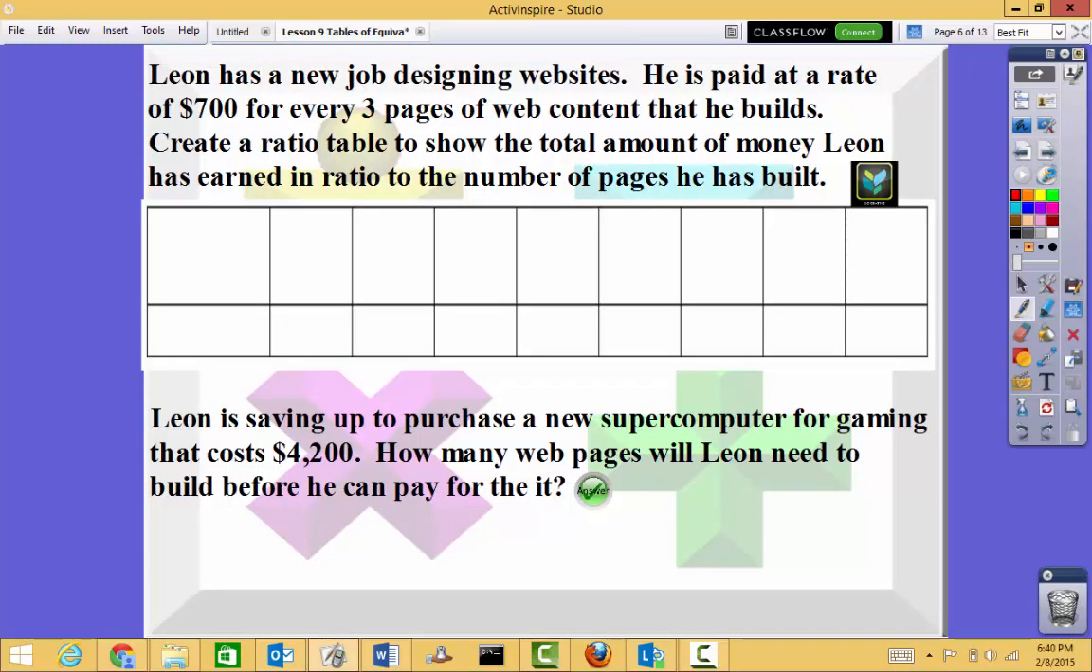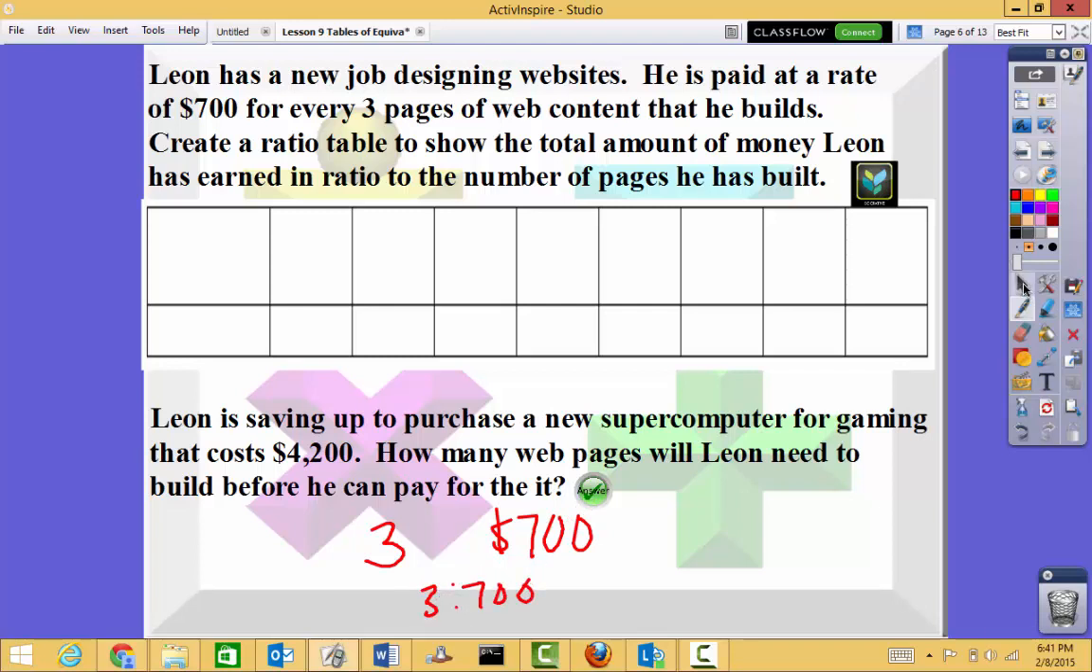Alright, so let's continue with this problem. Leon has a new job designing websites. He is paid at a rate of $700 for every 3 pages of web content that he builds. The ratio table shows the total amount of money Leon has earned in ratio to the number of pages he has built. So what this is saying is, when he builds 3 websites, he's paid $700. So that's going to be our ratio. Our ratio is going to be 3 to 700.